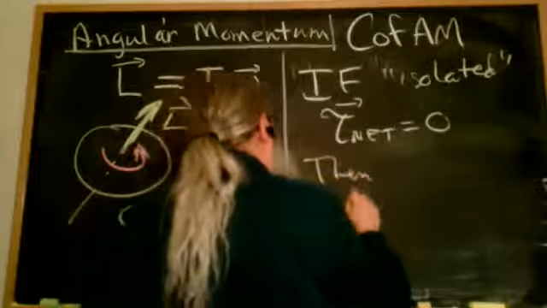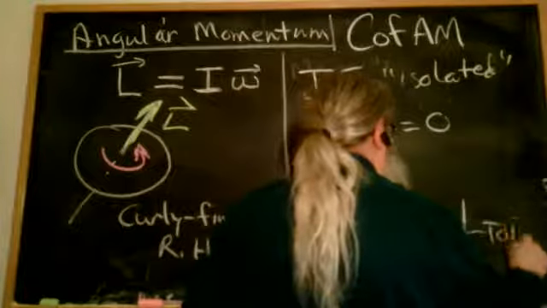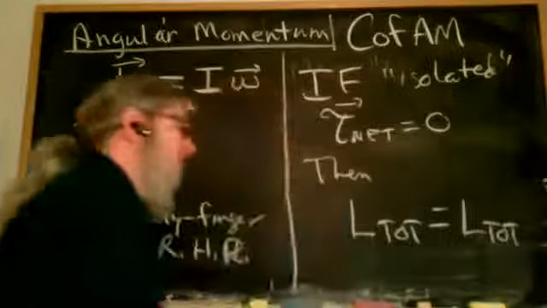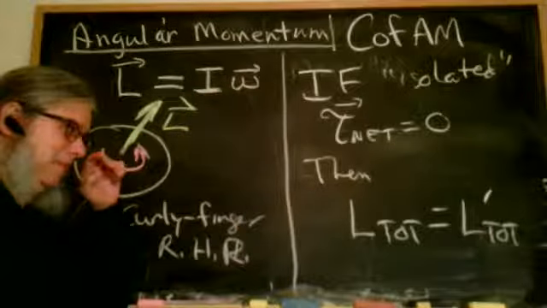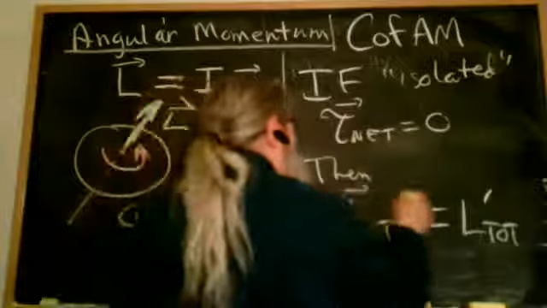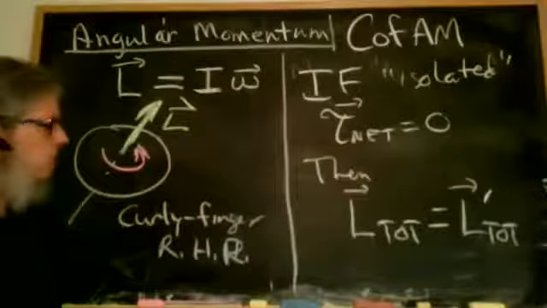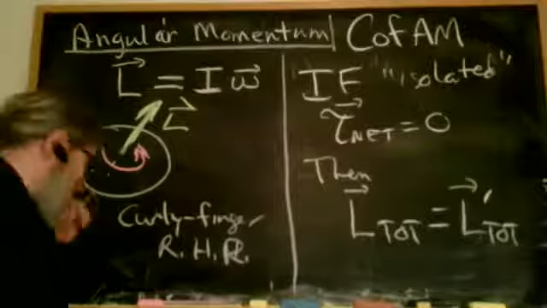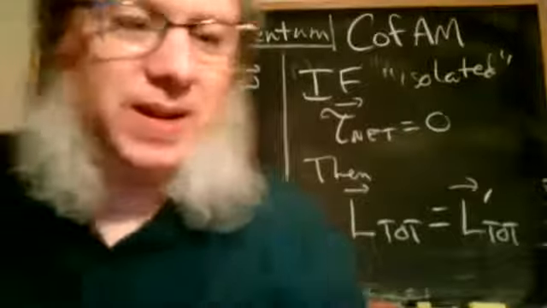Then the total angular momentum of the system before is equal to the total angular momentum of the system after. So L is equal to L prime. That's true in any one dimension. It's also true in a vector sense. Okay. So that's the basis upon which we continue to move forward. So let's see, what are we going to do with that?